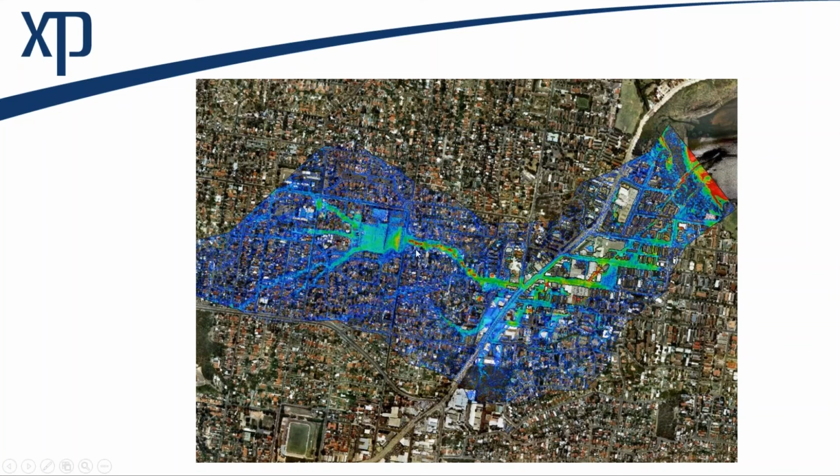Whereas with the 2D model, we can consider the urban terrain, right? We can consider the buildings. We can consider the streets. They can be part of the topography. So a much more accurate representation with much less work is available when we model in 2D.